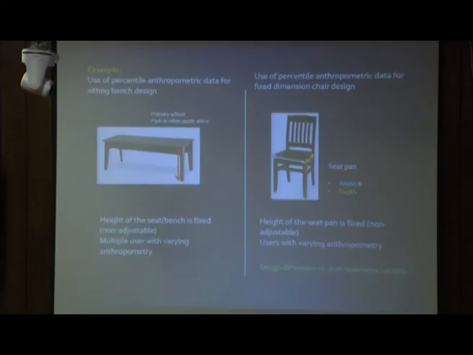Now, if we discuss the use of percentile anthropometric data, first we want to discuss this example. If we take this example of a bench, either in a primary school for primary school children, this type of bench where 4 or 5 students are sitting together, or this type of bench kept in a park, that is actually for multiple users. Many people can sit there. So we cannot specify for a particular individual. So let us take the example of this bench for a classroom.